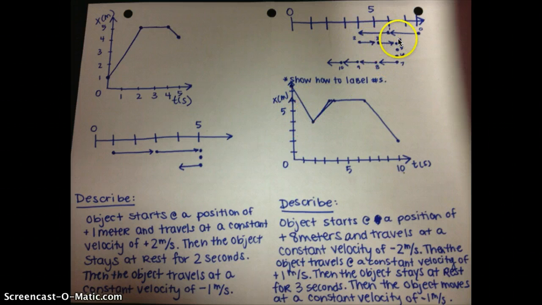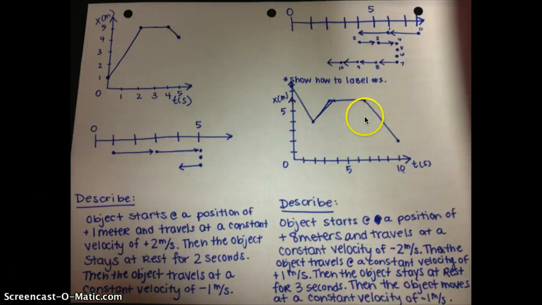Then from 2 to 4 seconds, 2 and 3 seconds, it's going up 1 per second. So it's going to go up 1 over 1, up 1 over 1. Then from 4 to 5 and 6 seconds, it's at rest. And then starting at 7 seconds, it's going to start to go down again, down 1 every second. So down 1 over 1, down 1 over 1, down 1 over 1, down 1 over 1. And so that will be our position time graph.